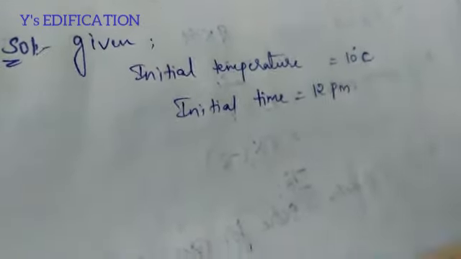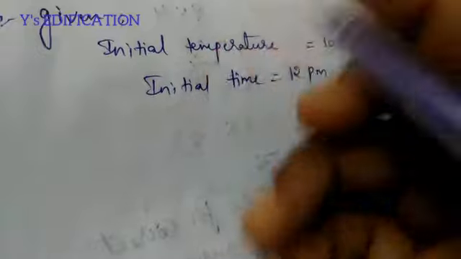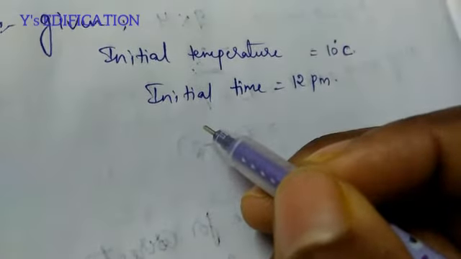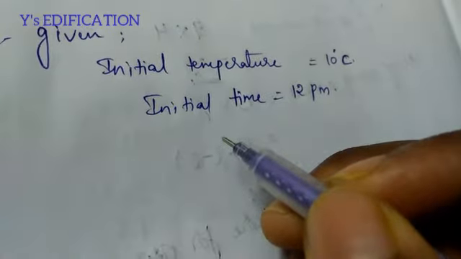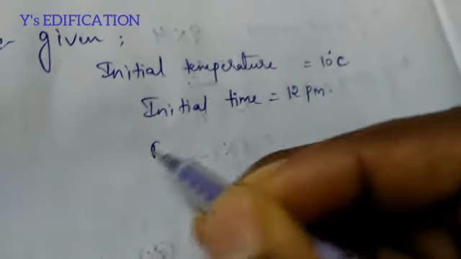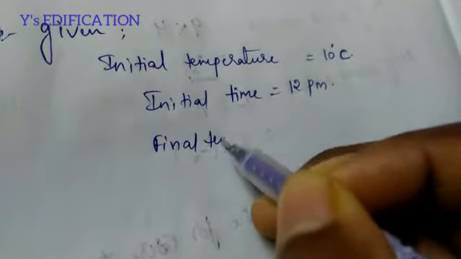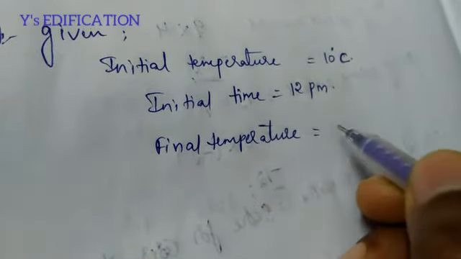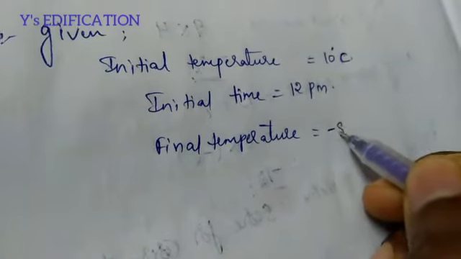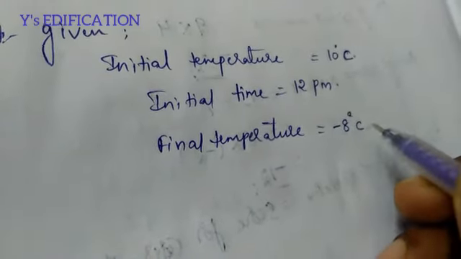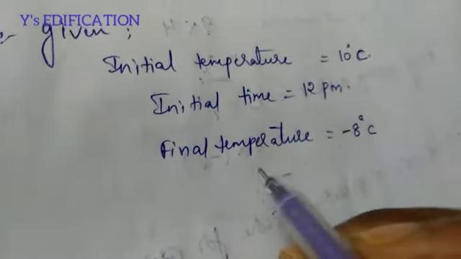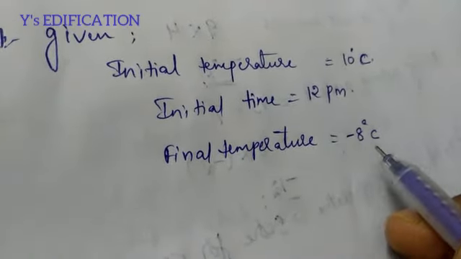Next, if it decreases at a rate of 2 degrees centigrade per hour until midnight, what would be the temperature? It would be 8 degrees below zero. So what is the final temperature? Final temperature is 8 degrees below zero. Below zero means automatically it will be -8. The numbers below zero are considered negative numbers, so below zero the temperature is -8.